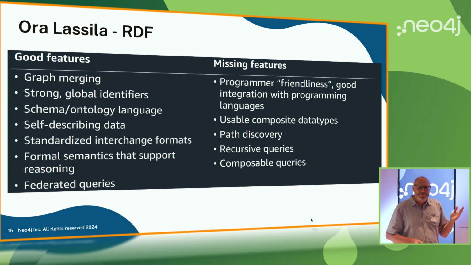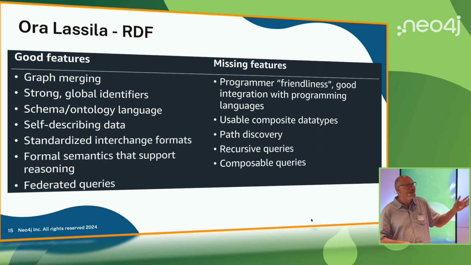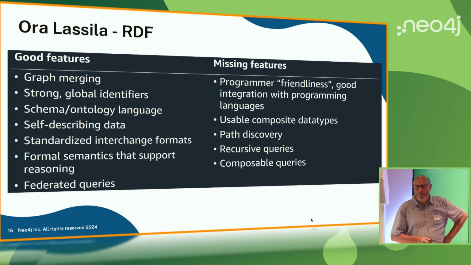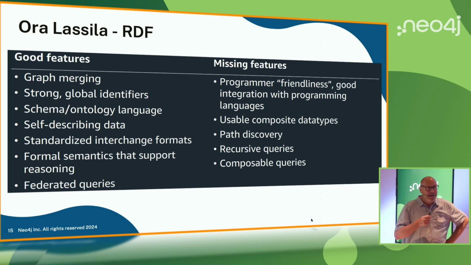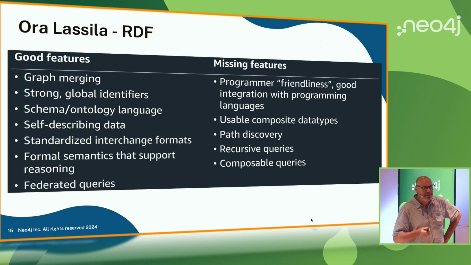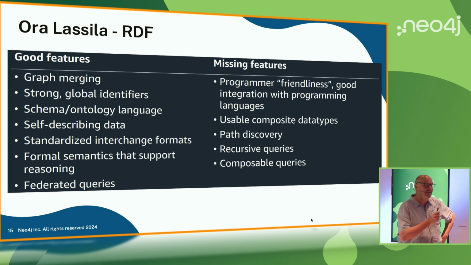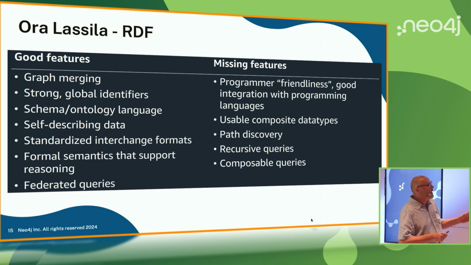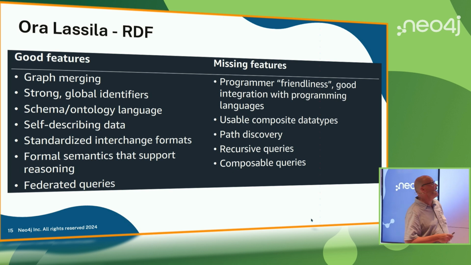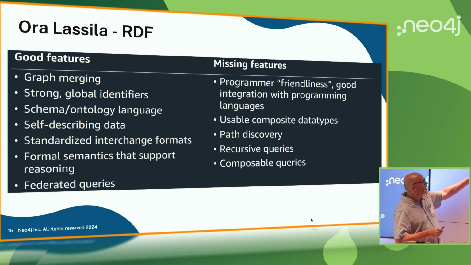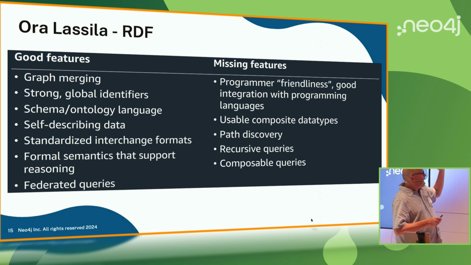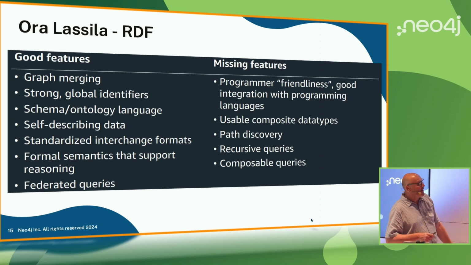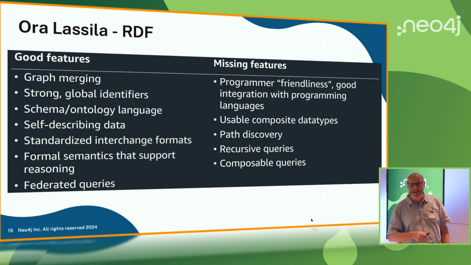So this is just some commentary. I'm not taking any credit for this, but it's from a guy called Orri Lassila. He's a Finnish computer scientist, I think one of the heads of technology within AWS around their Neptune piece. This is his view on RDF and what it's good for. So you've got good features, like graph merging, reasoning, federated queries, and missing features. Those are his views in and around RDF, and this was published, I think, a couple of years ago.